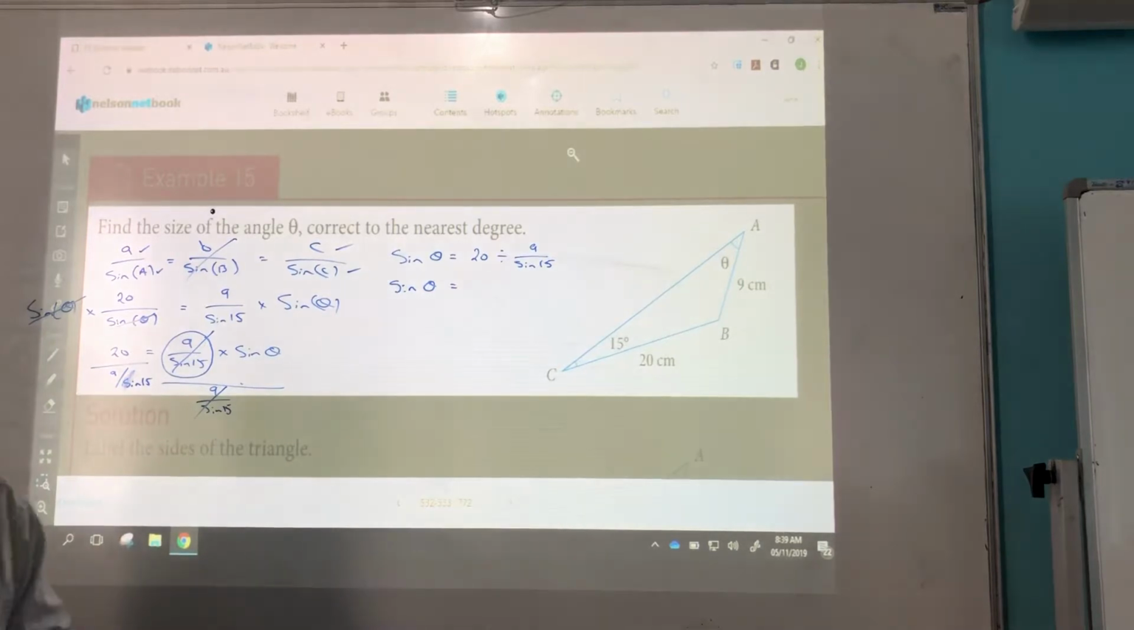Like a charger, John? A charger for the calculator. Well, it's meant to be solar. Thank you.